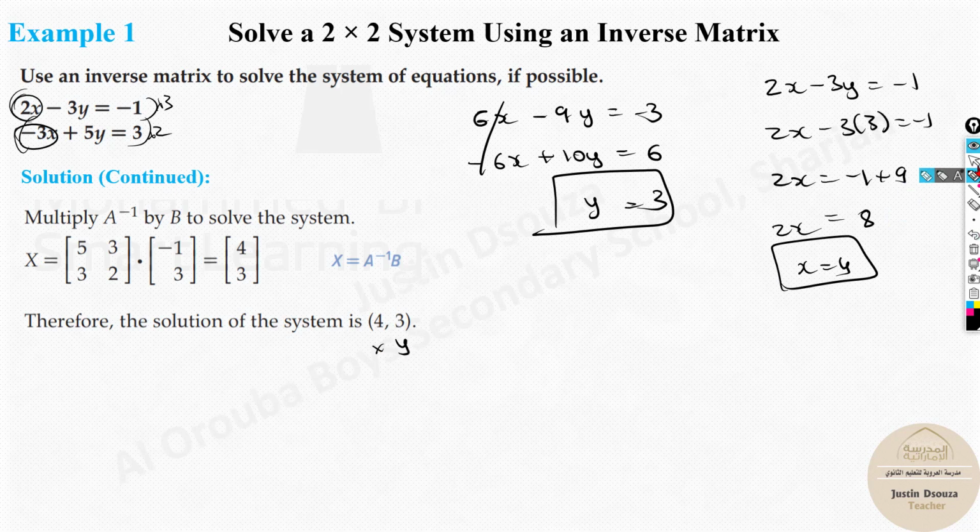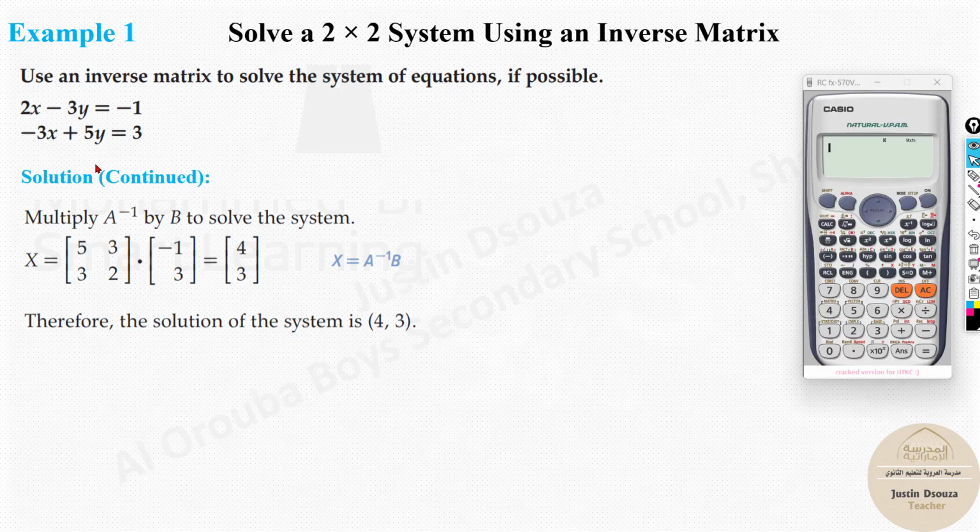Now the last method I'll show you is the calculator method. We need our calculators here. Whenever you have a system of equations, you need to go to MODE, and this is the equation mode basically. So it's 5, and then option 1 gives you x, y, and a constant. This is option number 1. So now you need to type all the coefficients: 2, minus 3, and minus 1. And we have minus 3, 5, and lastly we have 3.